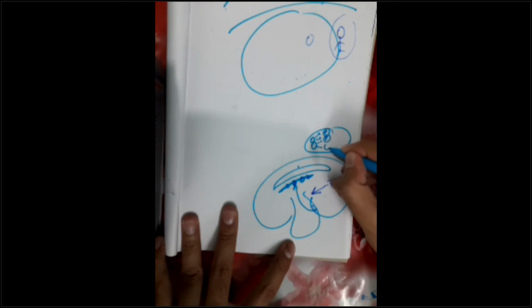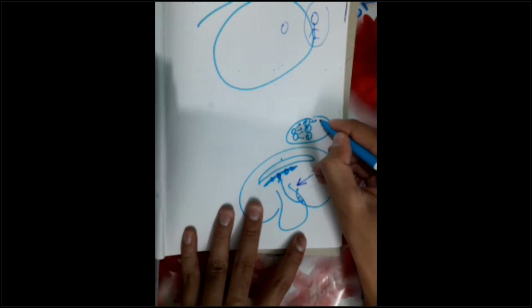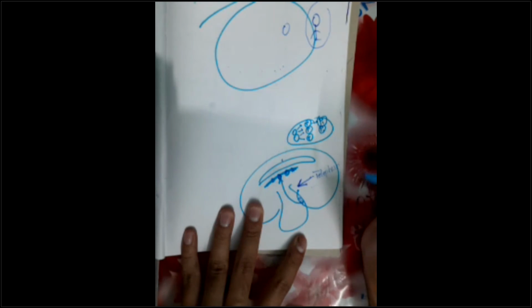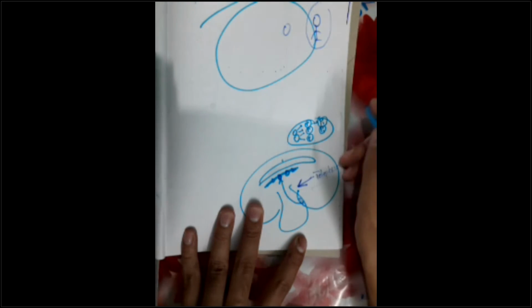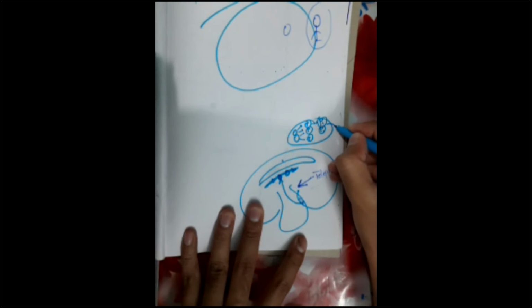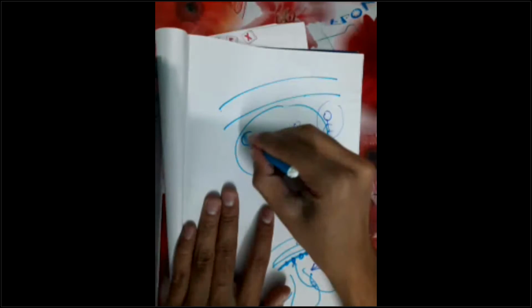Primary oocyte, this primary oocyte has not undergone any meiosis till now. It will undergo meiosis and get stuck in the prophase 1 of the meiosis. Now this prophase of the meiosis 1, this is known as primary oocyte, which is present over here.